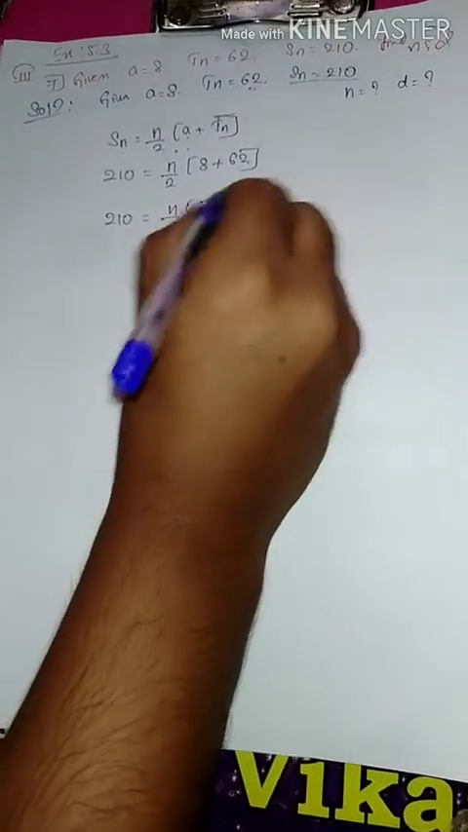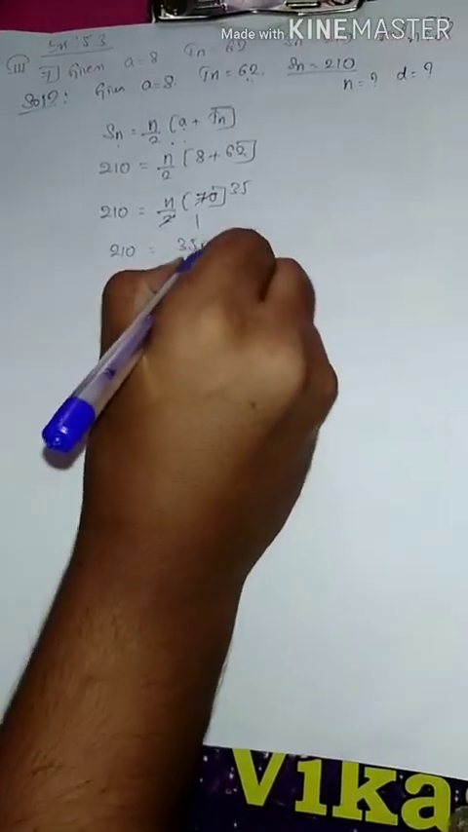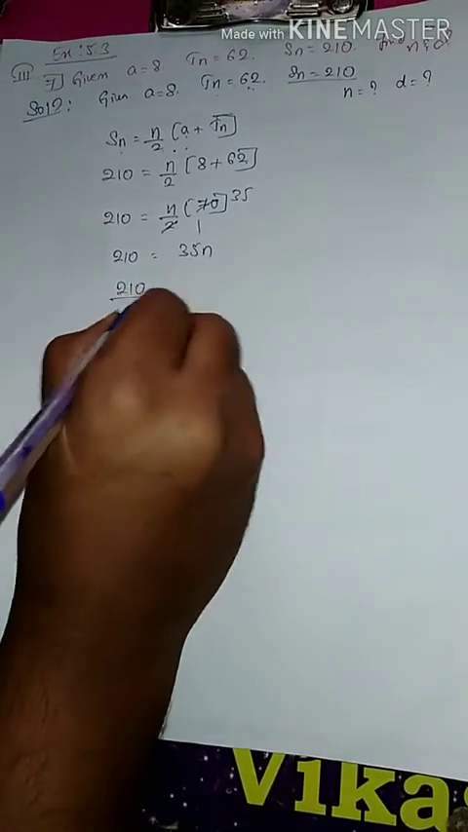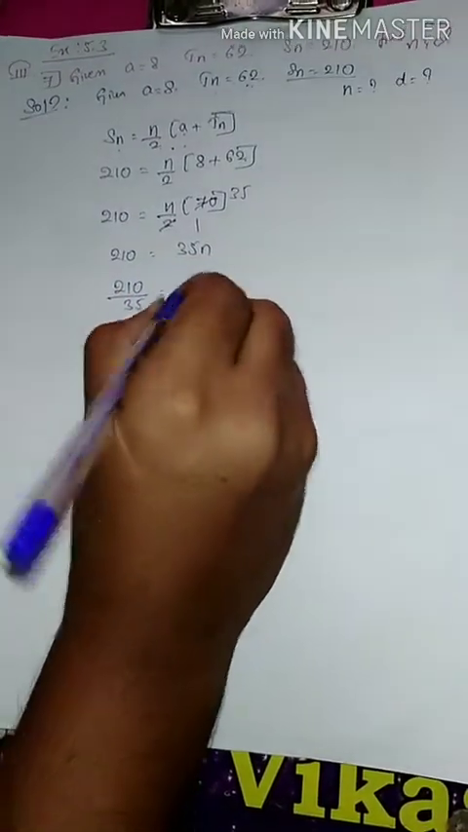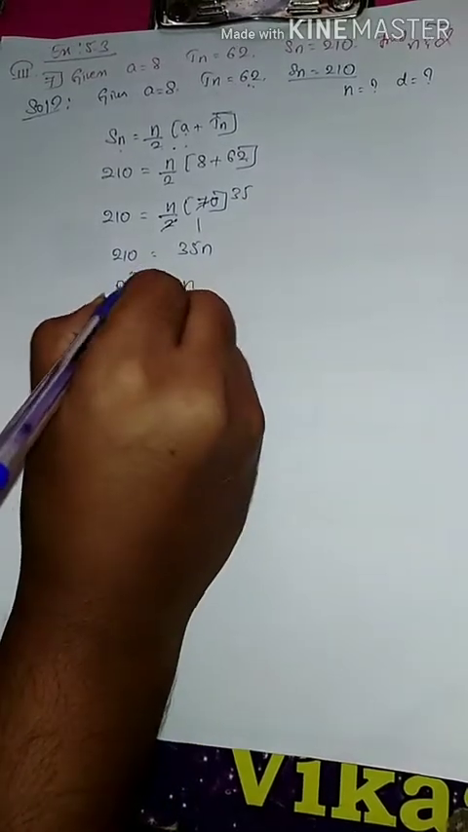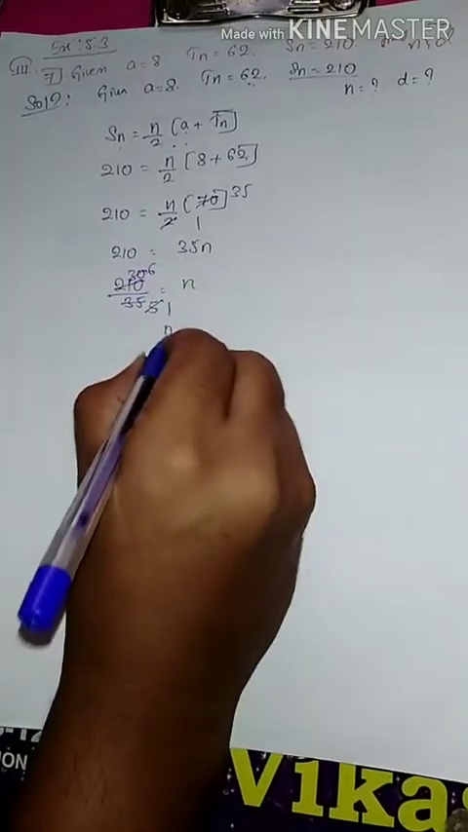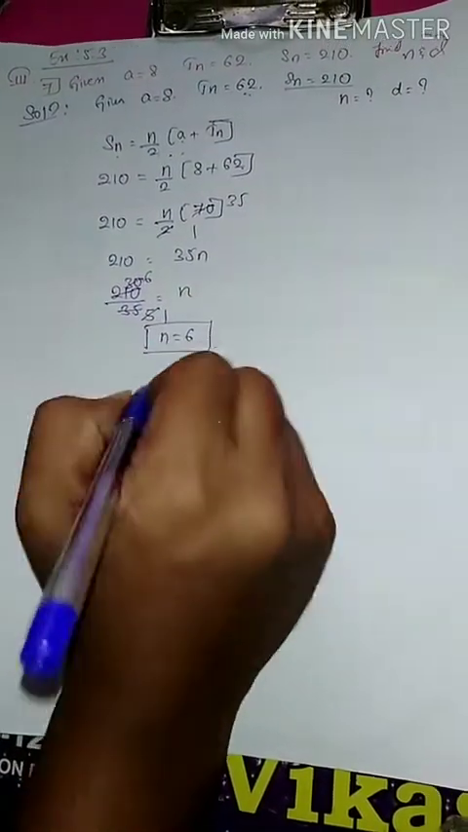2 1s are 2, 35s are... 210 is equal to 35n. So 210 divided by 35 is equal to n. 7 5s are 35, 7 3s are 21, so 210. 6 1s are 6, 35 into 6. Therefore n is equal to 6.